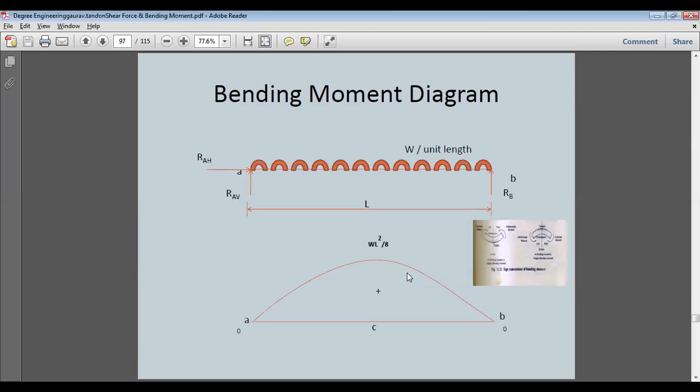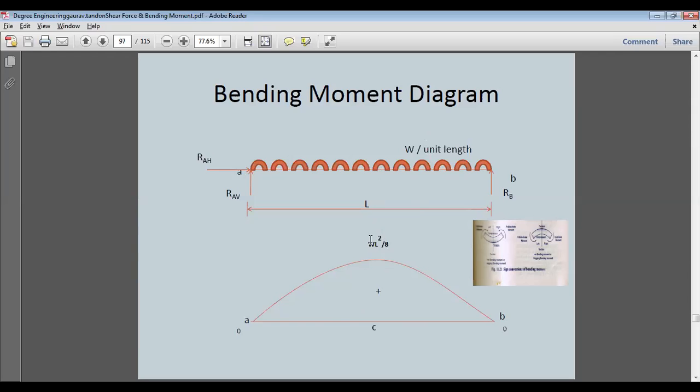So again, this is bending moment. Bending moment is WL by 2 into L by 2. This point will be having maximum bending moment. Points A and B will be having WL by 2 into 0, so 0 bending moment, while this point will be having WL by 2 into L by 4, because the force is acting at a quarter of this distance. So we'll be having maximum bending moment at the center point, WL square by 8.